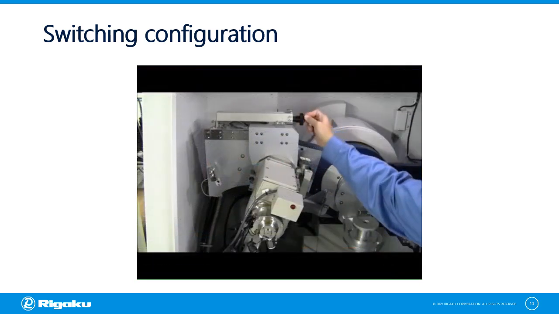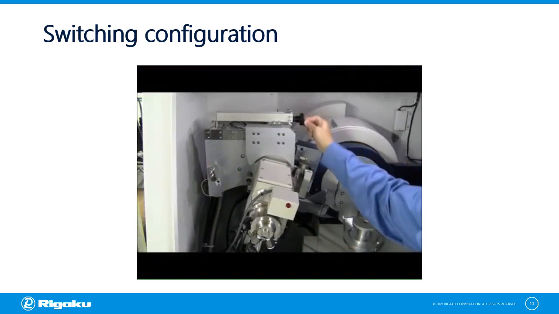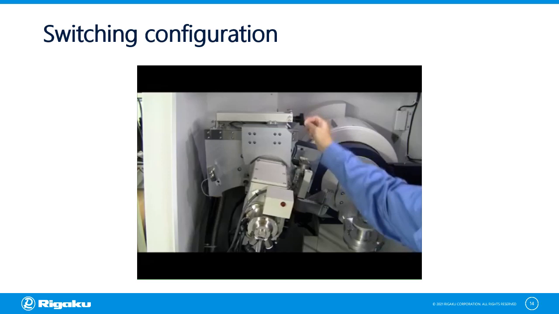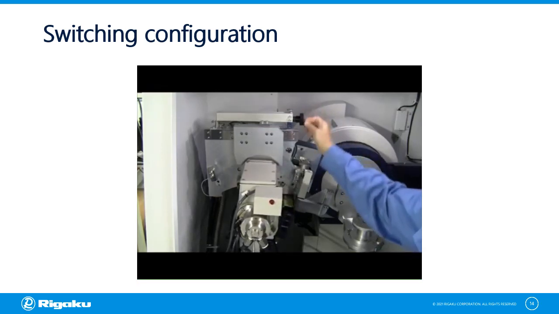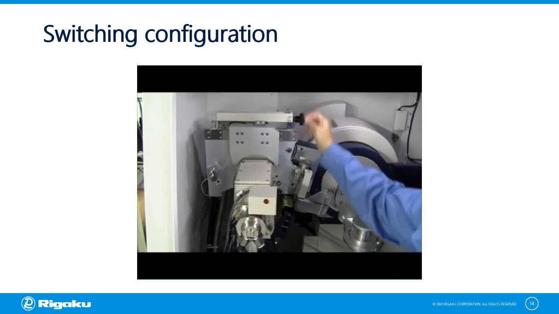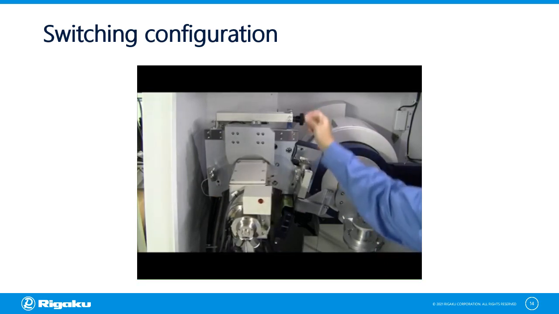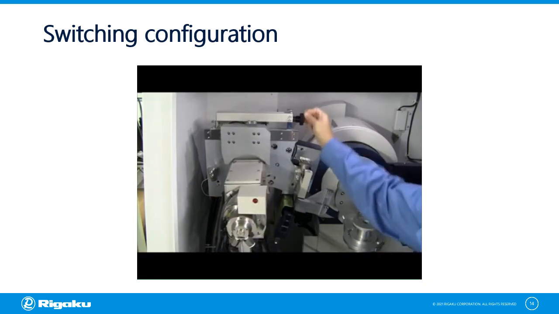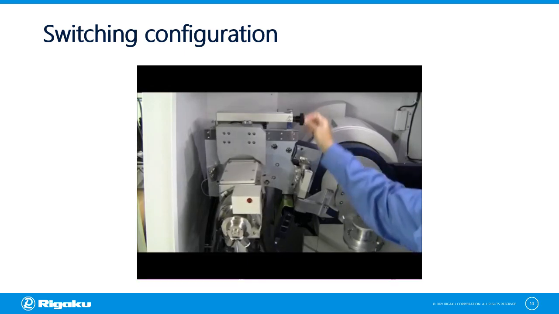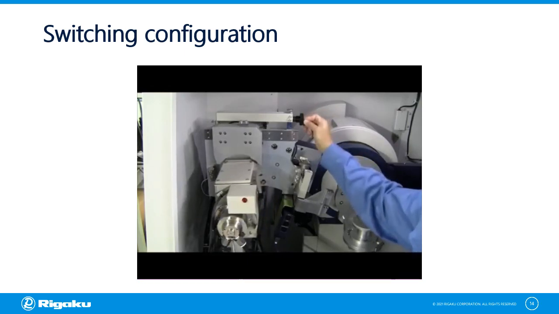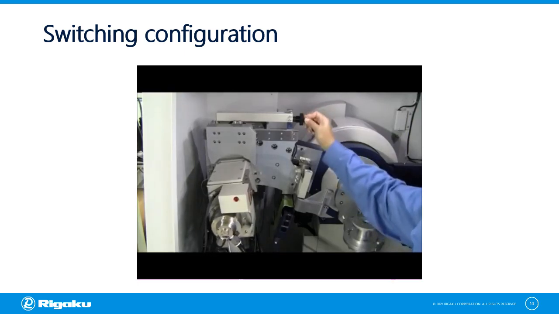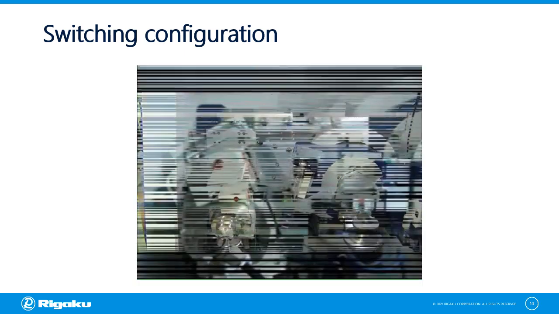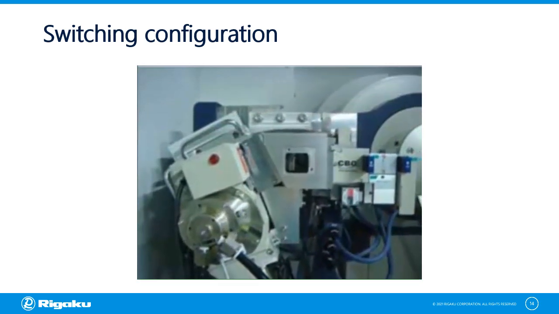Rigaku has solved this problem by incorporating a rotation stage on the incident beam side of the diffractometer. When the goniometer is in the standard K-alpha-1, K-alpha-2 configuration, it looks like a standard SmartLab diffractometer with CBO optics. However, the X-ray source can easily be rotated back, leaving space for the Johansson monochromator. After the monochromator is attached to the stage, the SmartLab auto-alignment software ensures that the system is lined up for data acquisition.